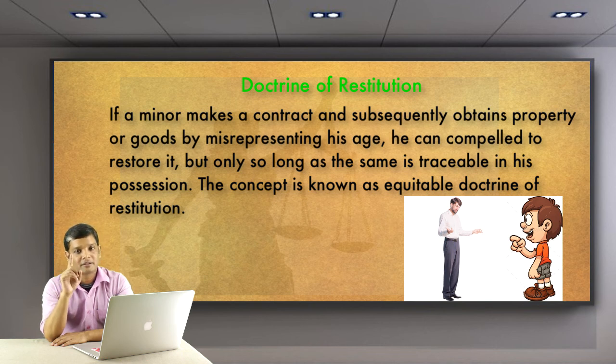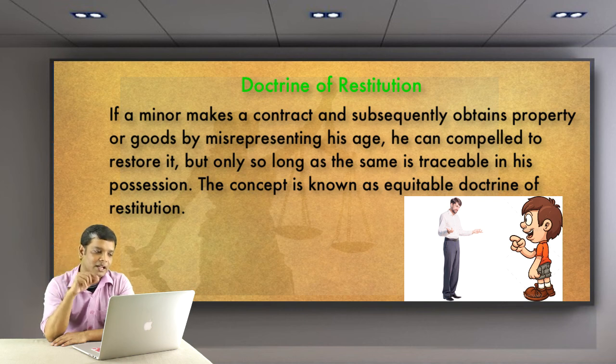but that is limited in the sense that he is only required to pay back whatever amount you can get from him. Otherwise, if he has already lost that amount, or bought something, or spent that amount in some way, you cannot claim it. Only whatever remains with him, you can get. So that is the doctrine of restitution.